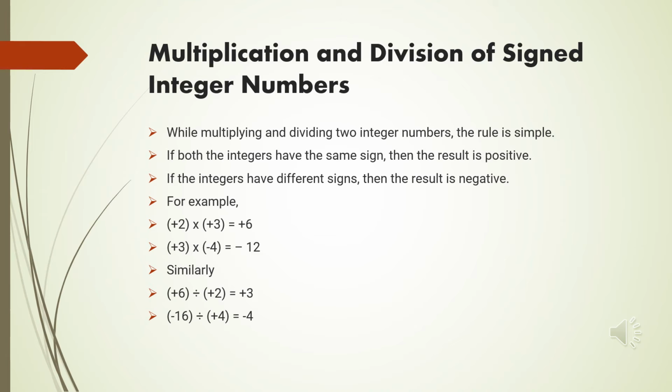Similarly, when we are dividing, +6 divided by +2 is equal to +3, because both of the integers have the same sign, in this case positive, so the resulting value is also positive. The second example, -16 divided by +4 is equal to -4. Here both of the integers have different signs, thus the resulting value is a negative integer.